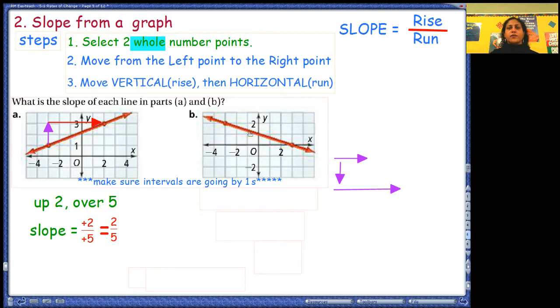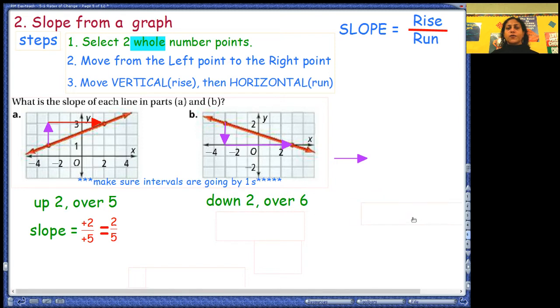On the right side, we have 2 whole number points that I have selected. So in order to get from the left to right, you want to go down 2 and then go over 1, 2, 3, 4, 5, 6 units. So here we can say down 2 over 6. And because down is a negative movement, you're going to say that the slope is negative 2 over 6, which simplifies to negative 1/3. Remember that the negative truly just belongs to the numerator.